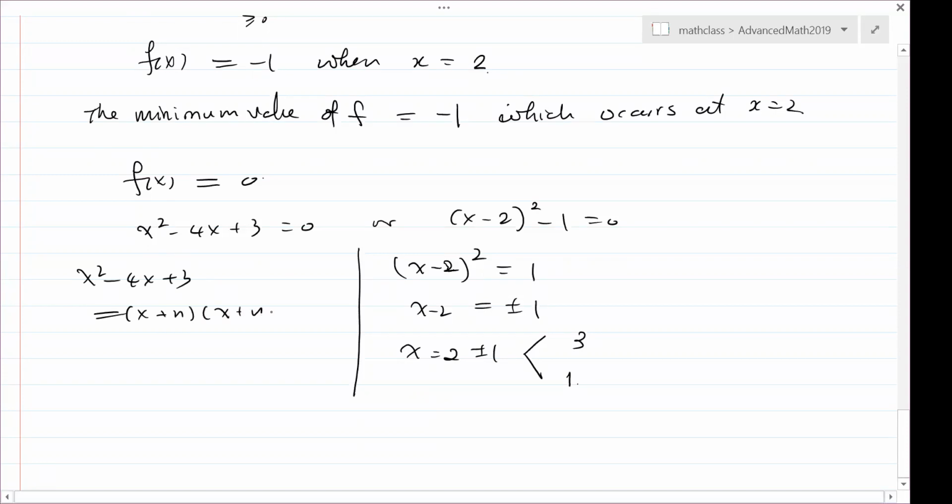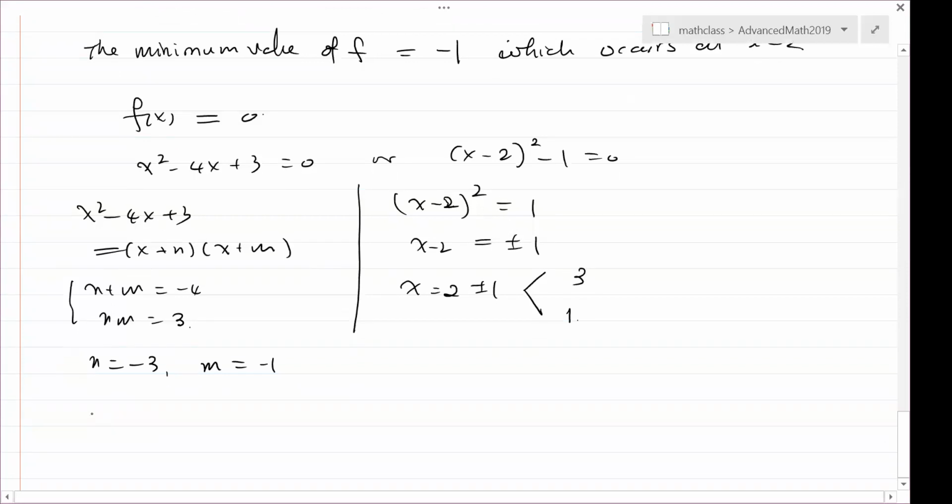Okay, it doesn't matter. So that means n plus m should be -4, and nm should be equal to 3. I think n and m must both be negative. Otherwise, at least one of them should be negative, otherwise the sum is not going to be -4. But if one is negative and the other one is positive, then the product will be negative. So both must be negative, and it turns out n is going to be -3, m is going to be -1, or switch the order.